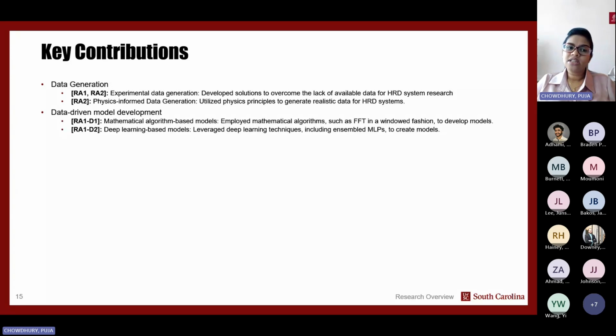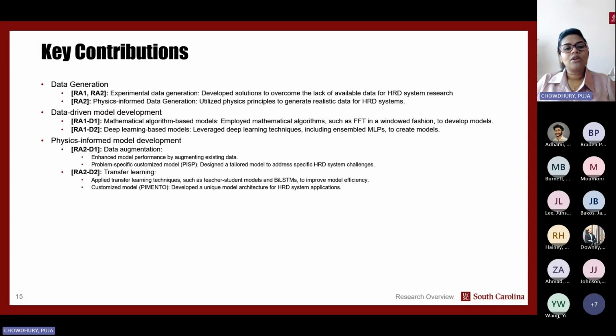The next approach is the data-driven model development. In research area 1, direction 1, I made a mathematical algorithm-based model, an FFT fashion, window fashion model. In research area 1, direction 2 follows a deep learning-based model, which is the ensemble MLPs. It was created and gave some good performance.